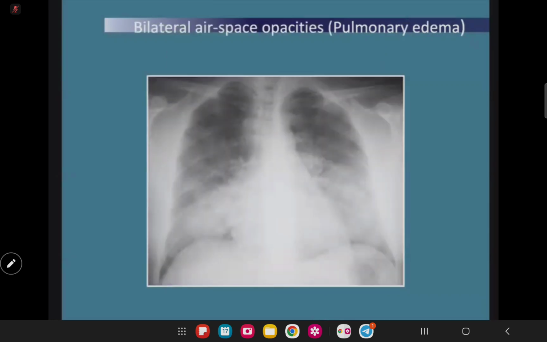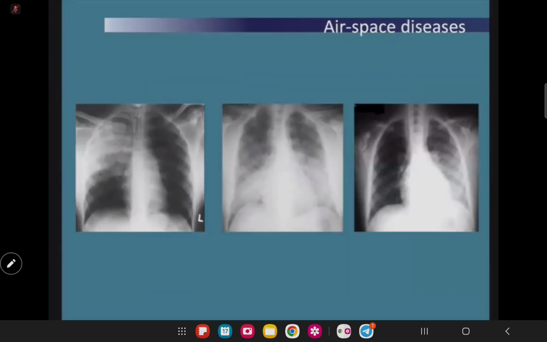Okay, how about bilateral airspace opacities? Opacity means it's white. Opacity meaning it's white. So maybe that's also pulmonary edema. Okay, bilateral. Maybe your patient would have a cardiac problem, because it's bilateral. Okay, so airspace diseases. This patient has a history of trauma.